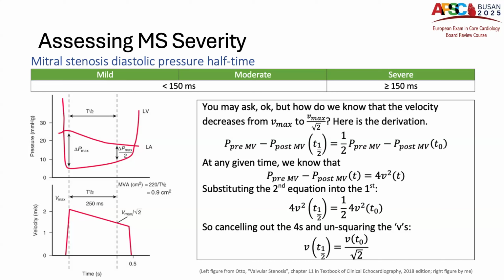The top plot shows the pressure of the left ventricle and the pressure of the left atrium in two red lines, the difference between the lines being the pressure gradient across the mitral valve. Over this time, the velocity across the valve decreases from Vmax to Vmax over square root of 2. Since 1 over the square root of 2 is 0.7071, we estimate the latter as 0.7 Vmax. So another way to think about pressure half time is that it is the time it takes for the peak mitral inflow velocity to decrease by 30%. Some people have asked me, okay, but why is it 1 over square root 2? So I have derived the math for you here for anyone who is interested.